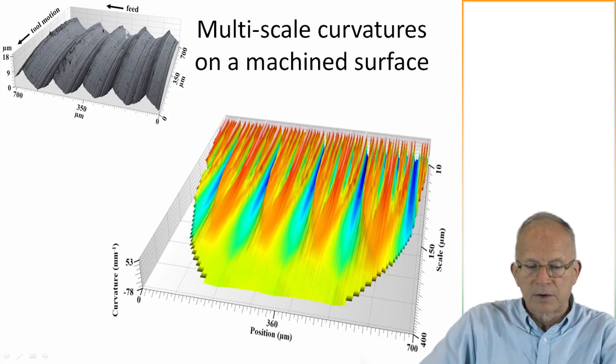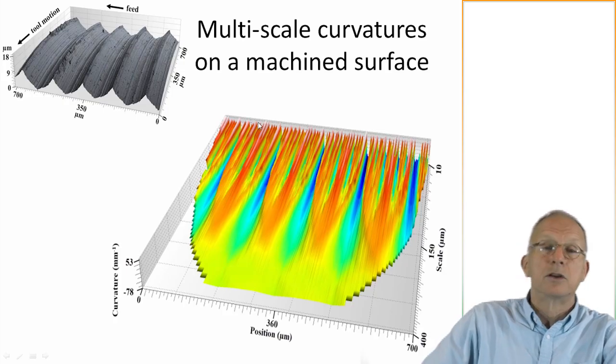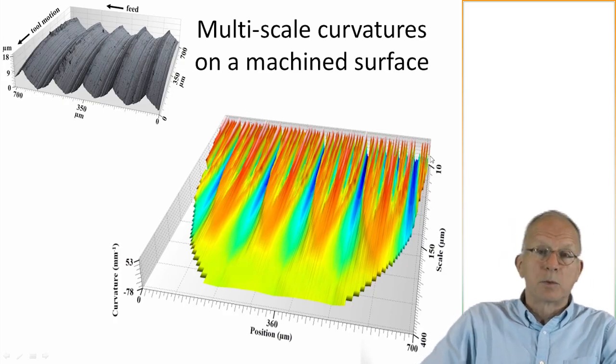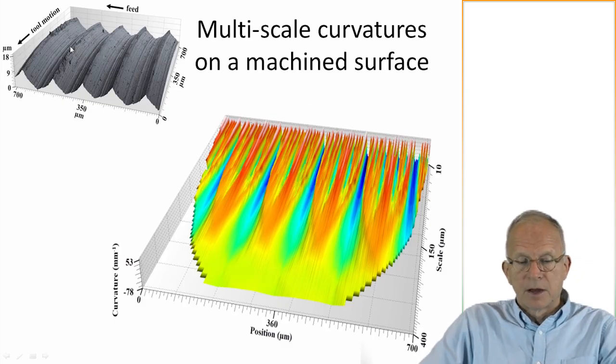These are positive curvatures, and we've got sort of little curvatures on big curvatures, as you can see as we go from the coarser scales to the finer scales. And these little curvatures on big curvatures develop naturally as we go towards the finer scales, which is what we'd expect. So this is an interesting representation of the machine's surface using curvature as a function of scale and position across this way.